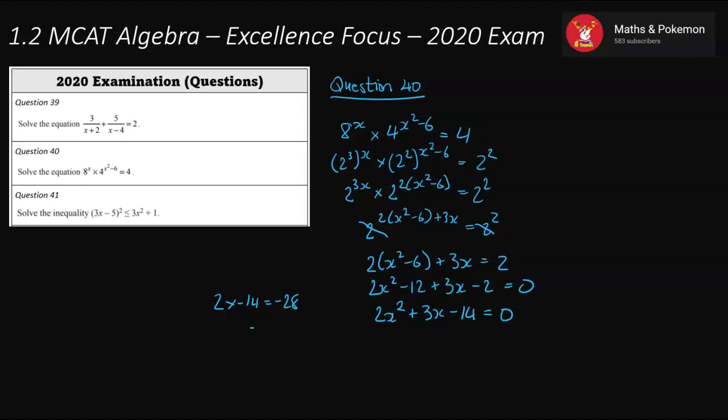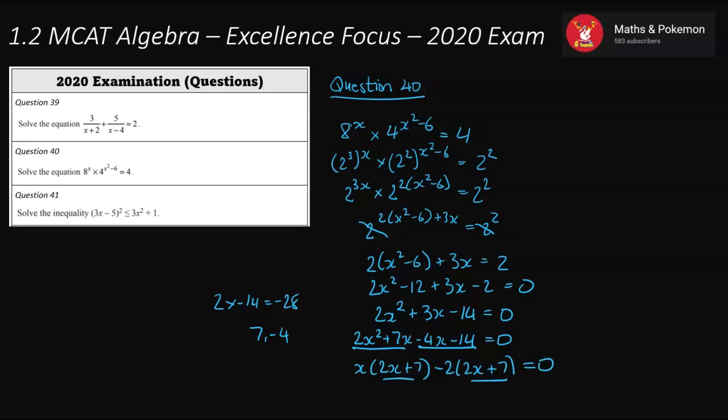Hopefully you're thinking positive 7, negative 4. So I'm going to replace the 3x with 7x and negative 4x. So I've got 2x squared plus 7x minus 4x minus 14. When is that equal to 0? Factorizing the two parts separately. The first part, they only have an x in common, leaving us with 2x plus 7. The second part has a negative 2 in common, leaving us with 2x plus 7 equals 0.